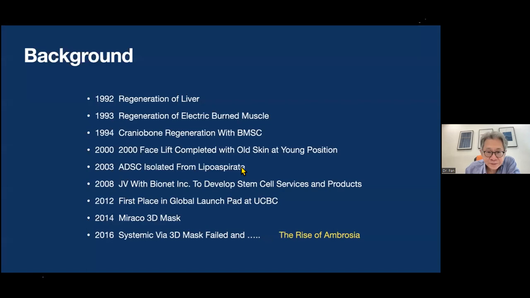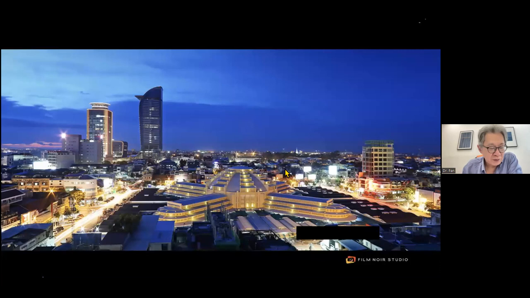So we have been involved in regenerative medicine for a long time, but we got into this plasma-related anti-aging methods in the year 2016. At that time, by coincidence, I was brought to Phnom Penh, which is the capital of Cambodia, to address some health issues of one of the generals in that country.